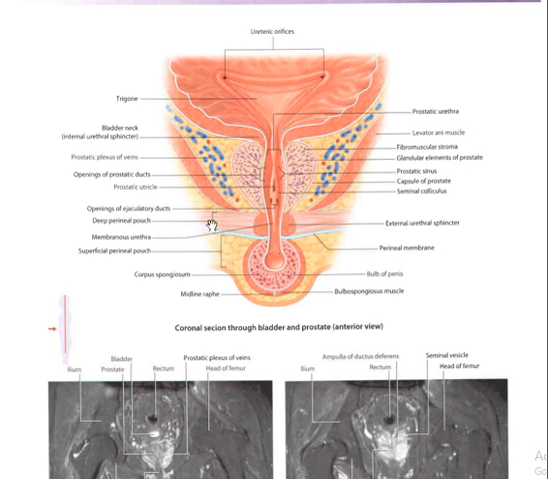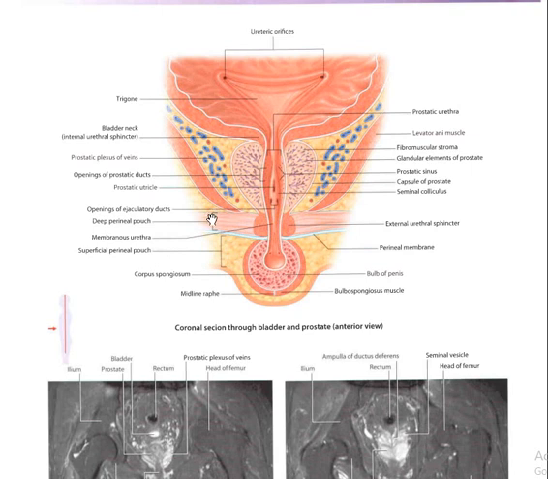This is going to be the deep perineal pouch, with your external urethral sphincter. So yes, at this position of the deep perineal pouch, you instead have now a membranous urethra. So now at this portion here, you have the superficial perineal pouch. This is the superficial perineal pouch.